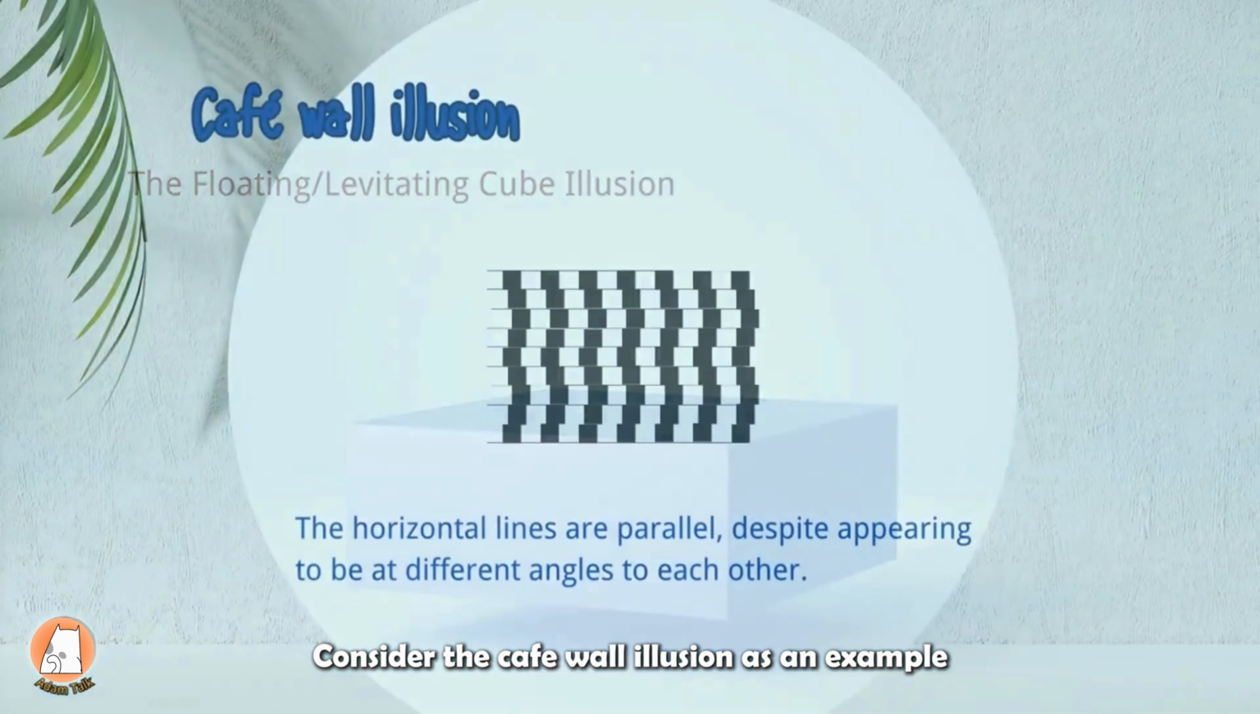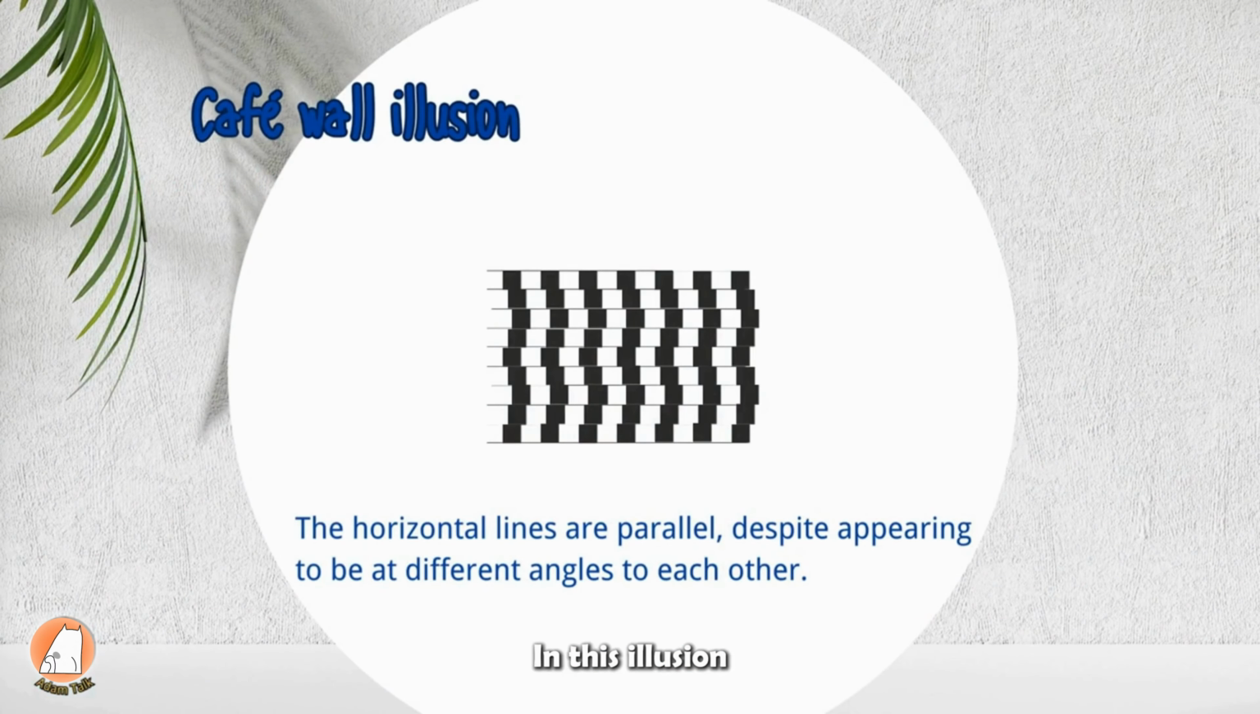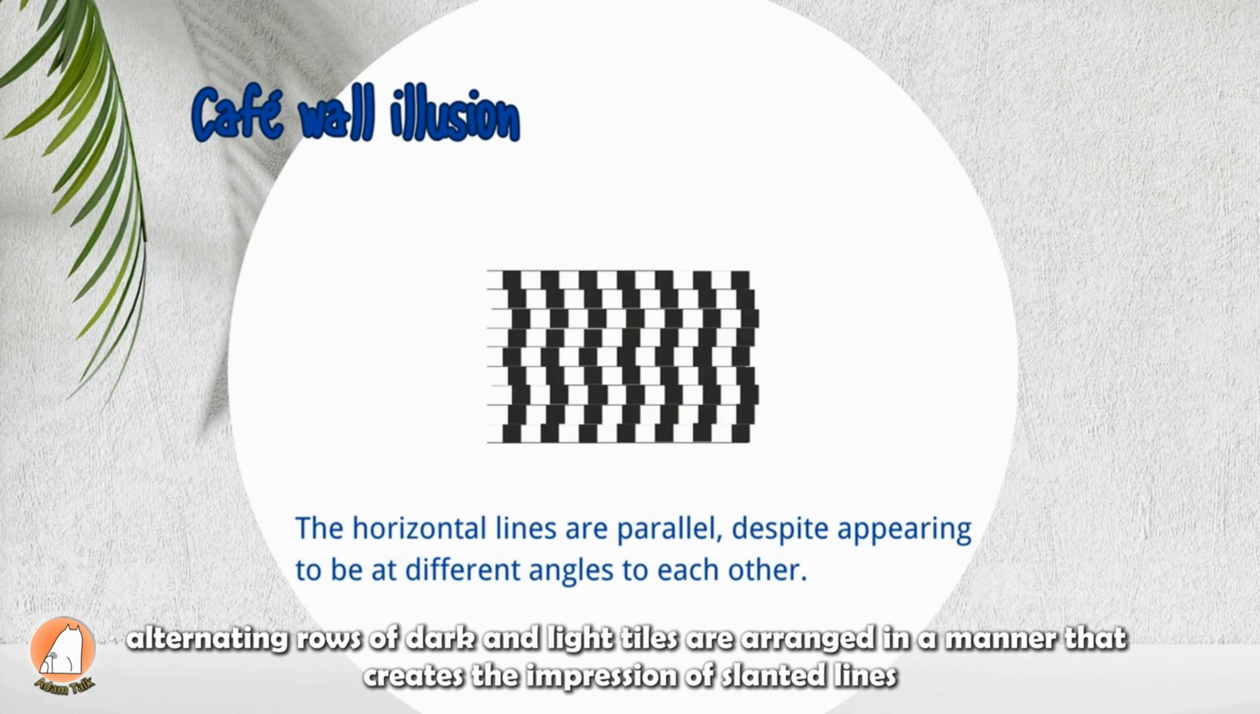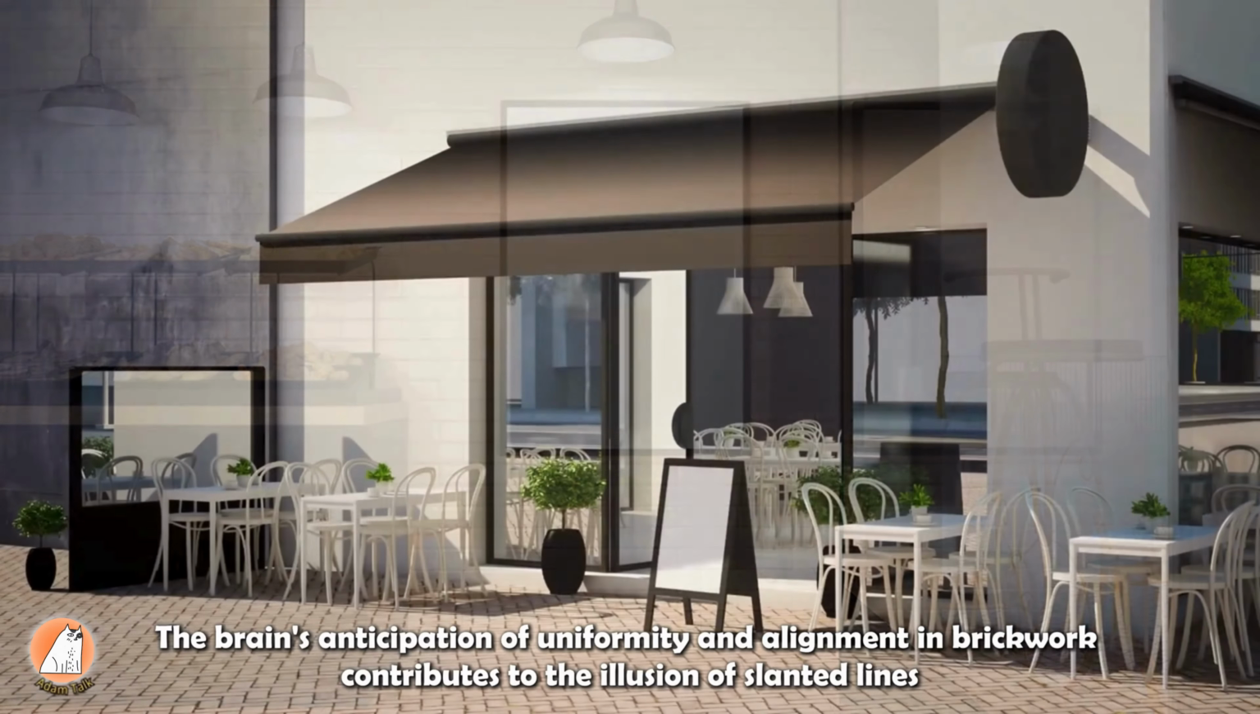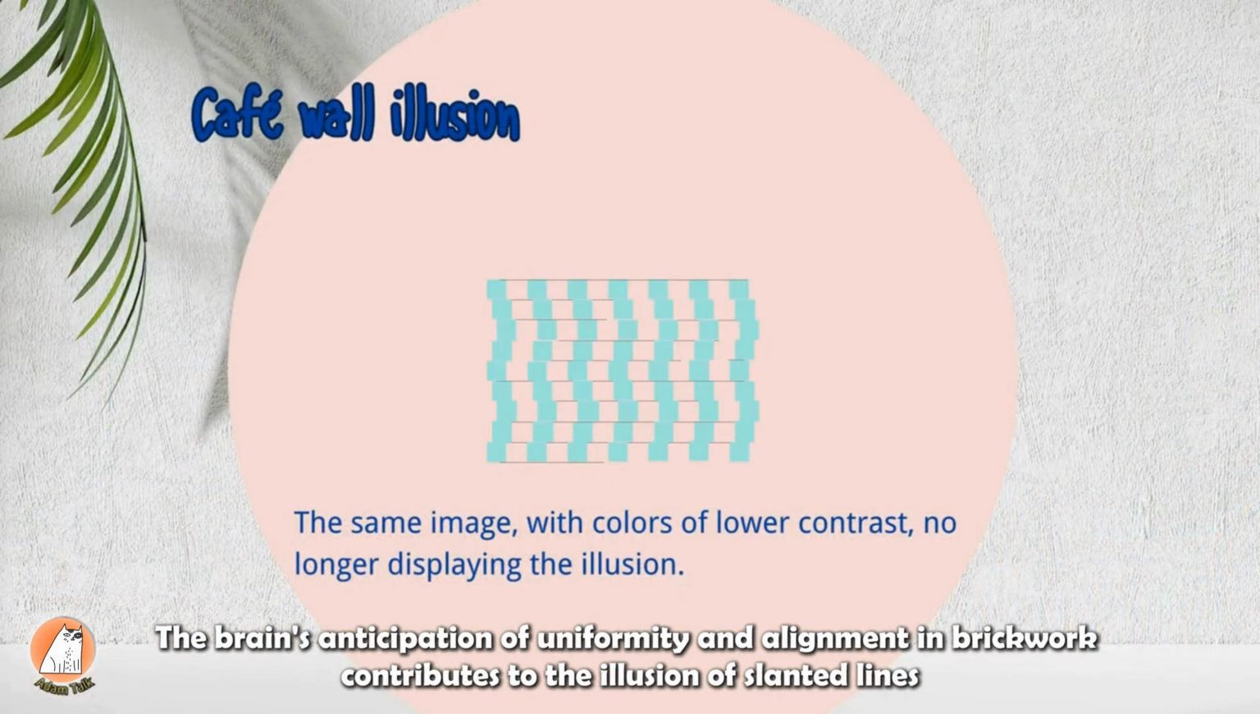Consider the cafe wall illusion as an example. In this illusion, alternating rows of dark and light tiles are arranged in a manner that creates the impression of slanted lines, despite their parallel alignment. The brain's anticipation of uniformity and alignment in brickwork contributes to the illusion of slanted lines.